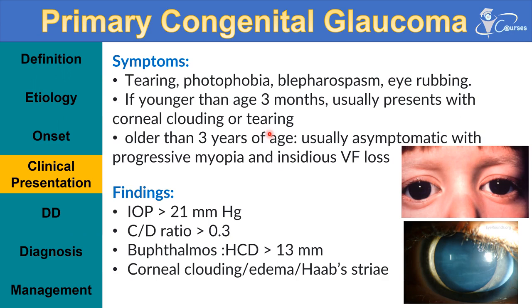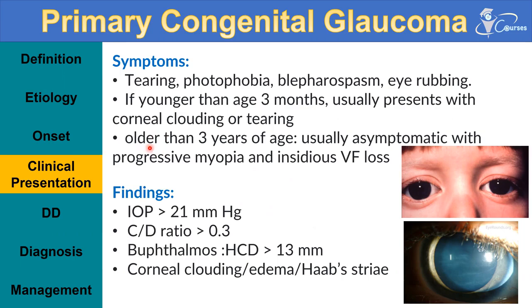If younger than 3 months, sometimes the child or the parents will not notice the presence of a large eye, photophobia, or blepharospasm. So usually they present with corneal clouding or tearing, as there will be a break in Descemet's membrane causing scarring and edema.